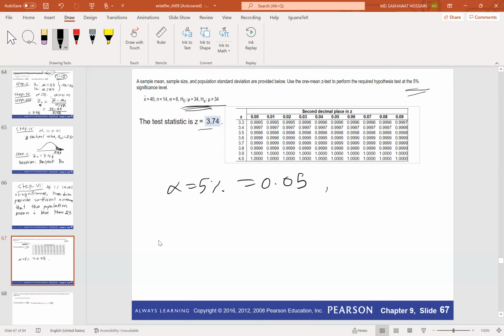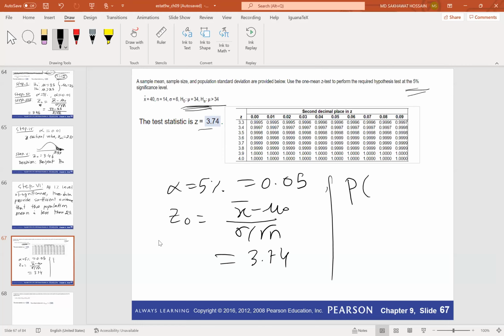And you need to find the test statistics, which is z observed, x bar minus mu 0, over sigma over square root of n. X bar is 40 here, n is 14, and sigma is 6. The hypothesis value mu 0 is 34. If you plug in all the values and simplify, you will get 3.74, the test statistics.